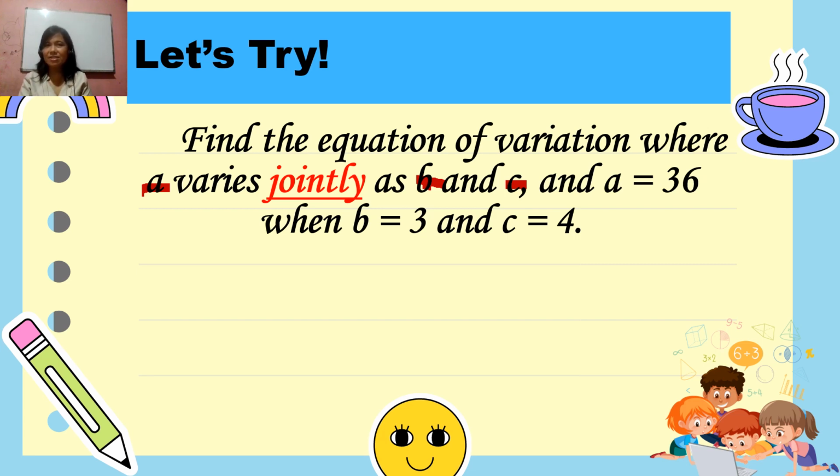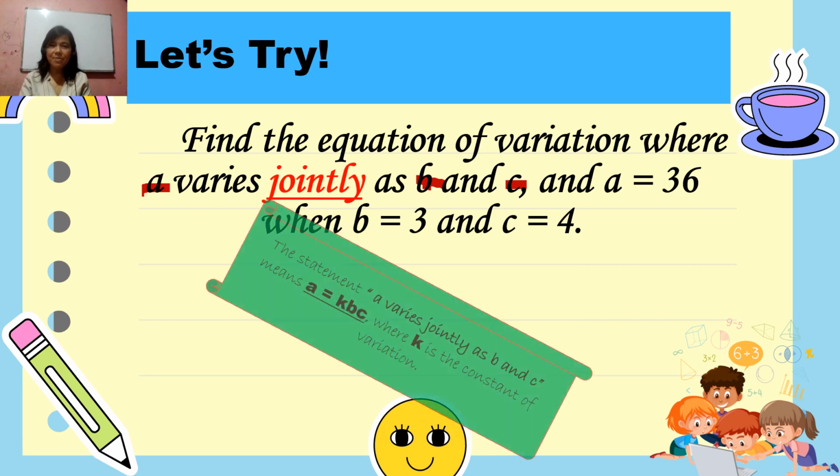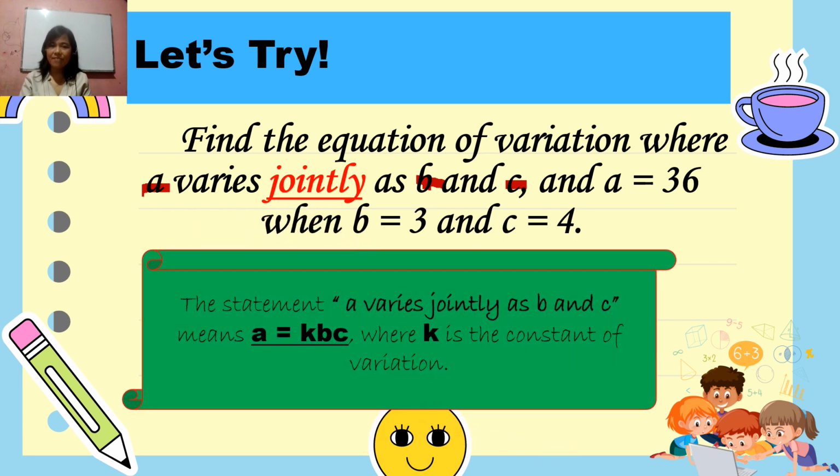Now, what is the definition of a joint variation? So here we go. The statement A varies jointly as B and C means A equals KBC. So as you notice, this looks like a direct variation. However, a direct variation only involves two variables, let's say A and B. For joint variation, there are two variables on the other side. So that means three quantities are involved here. K is again the constant of variation.